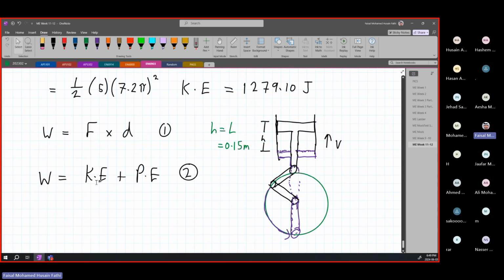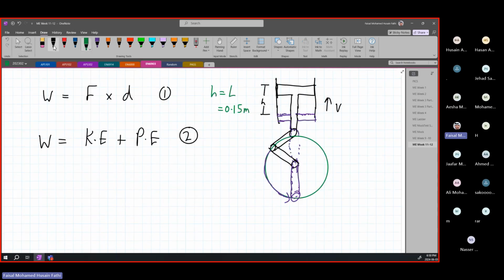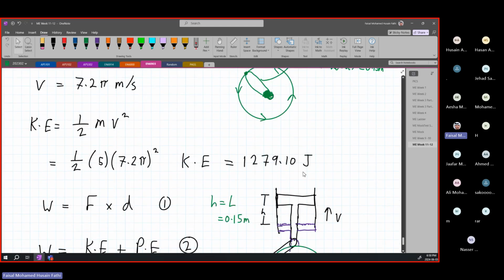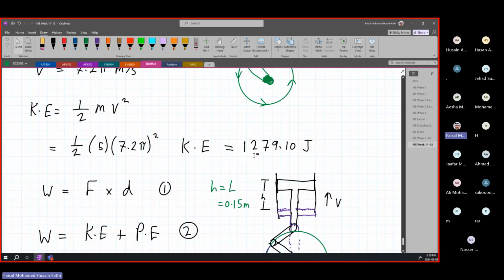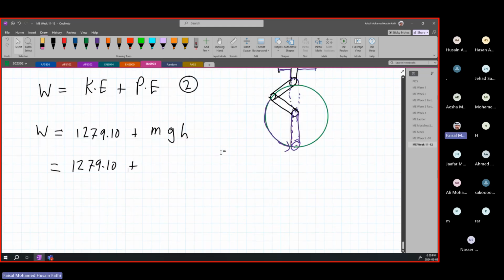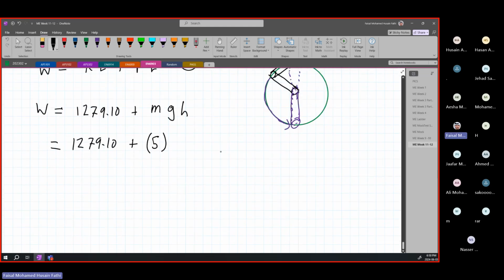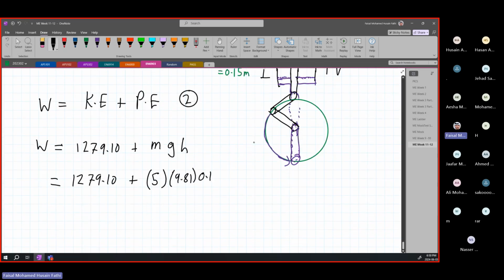Our velocity, we have already calculated the entire kinetic energy actually, and we have it. Now we can find our work done from the second equation, which is kinetic energy that we found earlier, 1279.10, plus potential energy, which is mgh. So m is the mass. Where was the mass? 5 kilograms. 5 kilograms times 9.81 times the height that we have found, which is 0.15.